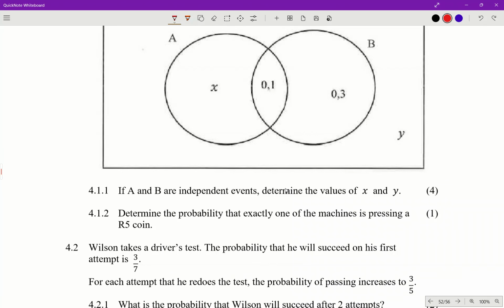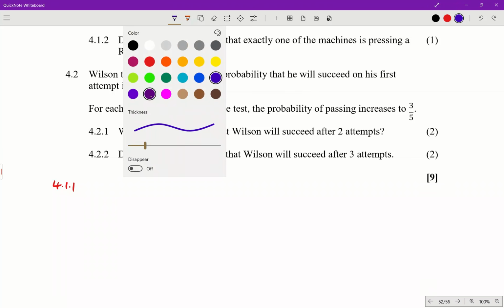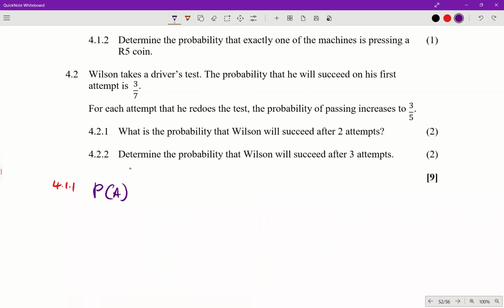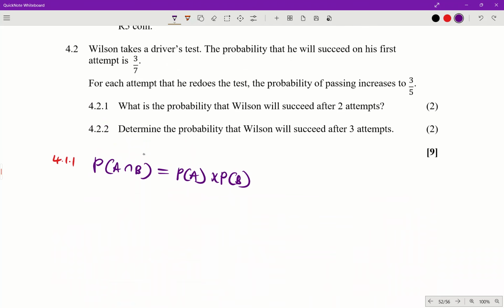So guys, remember that whenever we're dealing with independent events, this is 4.1.1. For independent events, it means the probability of A and B is equal to the probability of A multiplied by the probability of B. This is the golden rule whenever you're dealing with independent events. Now the probability of A and B, you know that's 0.1 there. So this is 0.1.